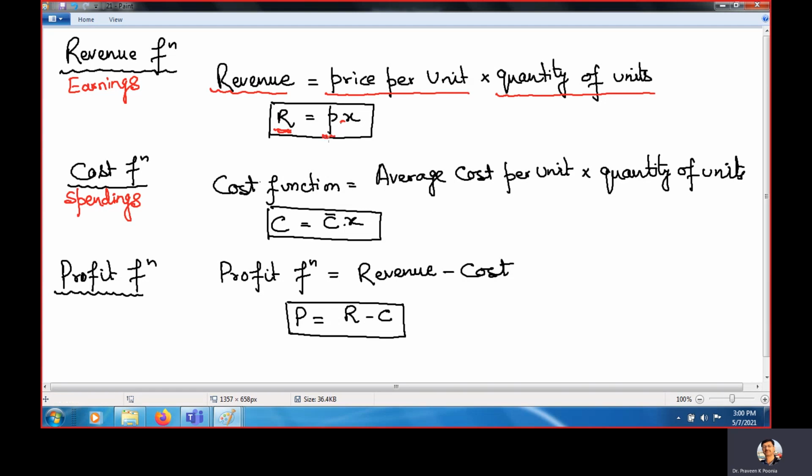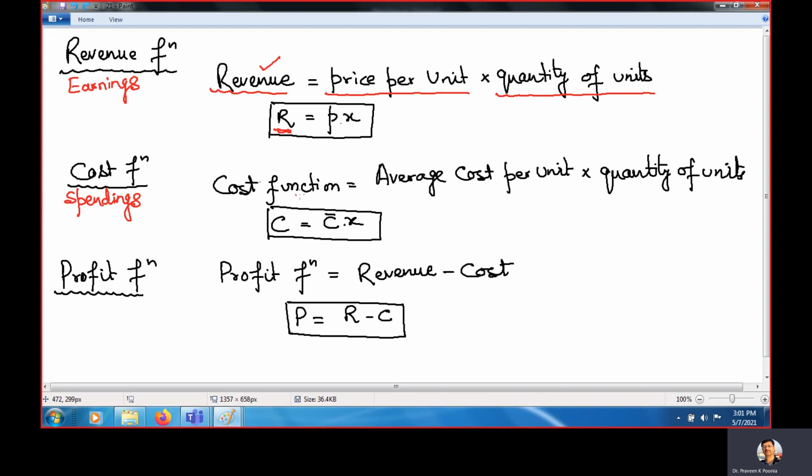If only the price is given, we need to multiply it by x. If the revenue function is given directly, then multiplying by x is not required. In this lecture, I will explain where x multiplication is required and where it is not required. Okay. So the revenue function means price of one unit and quantity of units.